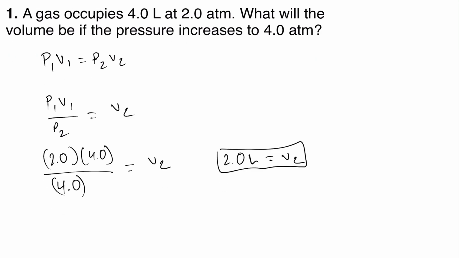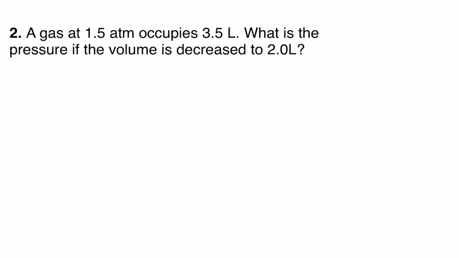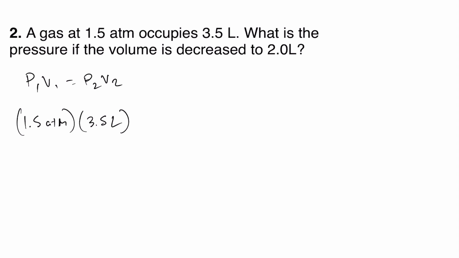Let's try the next problem. A gas at 1.5 atmospheres occupies 3.5 liters. What is the pressure if the volume is decreased to 2 liters? So here, once again, we can start with our equation. P1 times V1 is equal to P2 times V2. So we have 1.5 atmospheres. It occupies 3.5 liters. And we're looking for the final pressure.